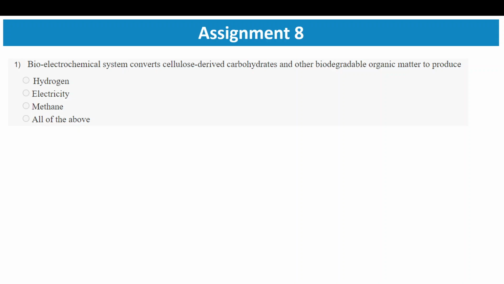Now let's move forward to the assignment. So this is the sample assignment for week 8 classes. The first question is: the bioelectrochemical system converts cellulose derived carbohydrates and other biodegradable organic matter to produce dash.